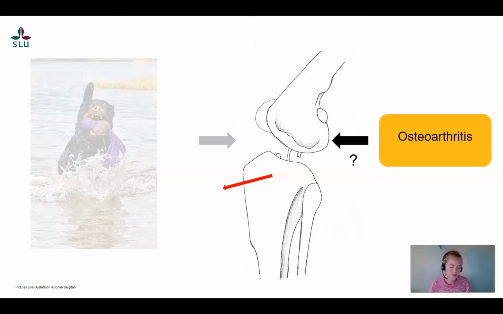And historically, cruciate ligament rupture was considered to be caused by trauma, for example, if a dog was hit by a car. But the picture has changed during the last years. And now we know that a degenerative process, osteoarthritis or osteoarthrosis, is usually ongoing in the affected knee joint at the time when the ligament ruptures. And this degenerative process is associated with chronic inflammation and pain. But the cause of this degenerative process is not known.